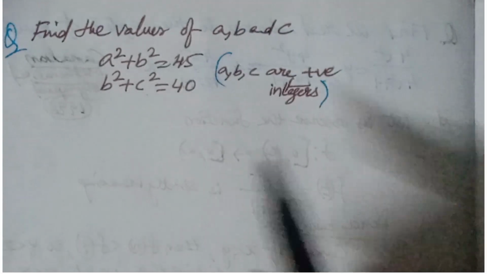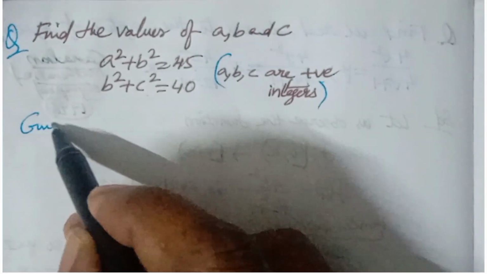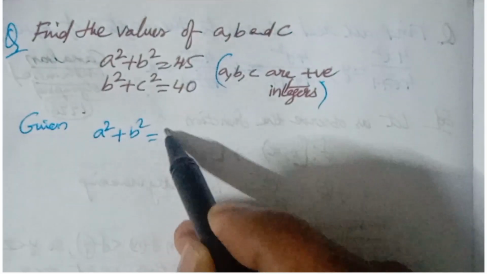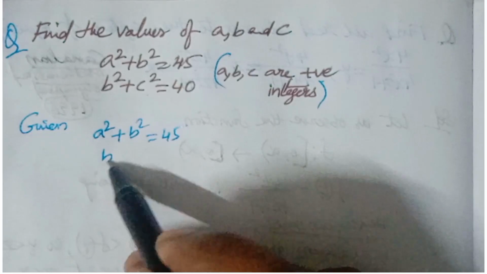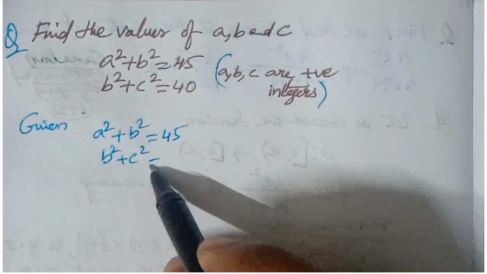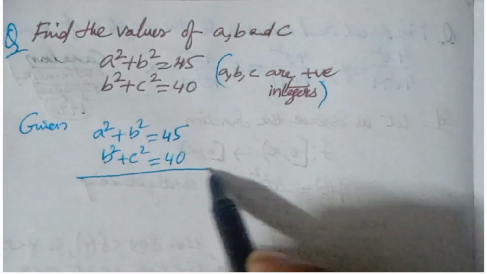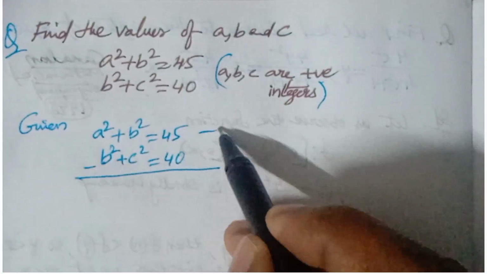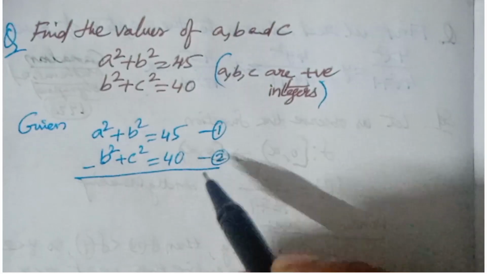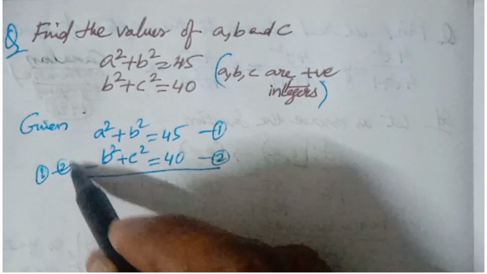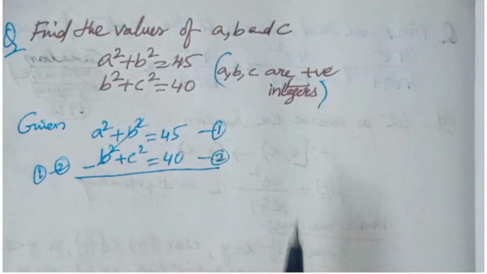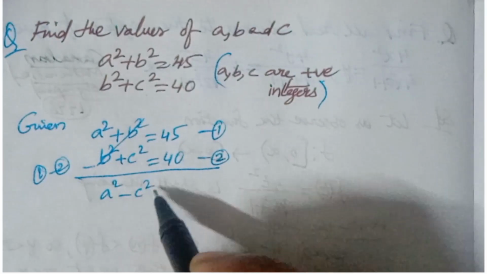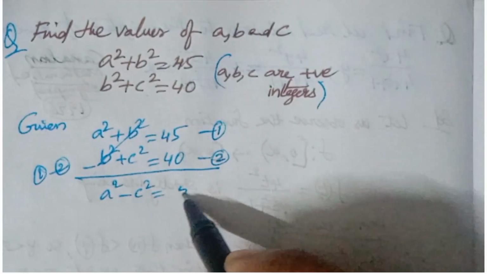So here, first of all, what is given? You will write given a square plus b square is equal to 45. B square plus c square is equal to 40. Now if you subtract these two equations, let it be 1 and 2. First you will subtract 1 minus 2. This b square gets cancelled. So here you will get a square minus c square is equal to 5.